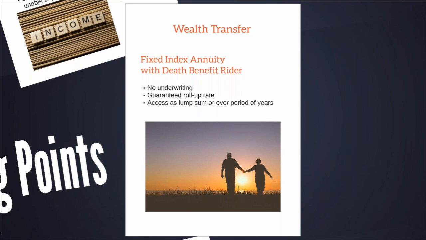So, wealth transfer. Clients want to leave it to their beneficiaries. This is a great way to position some money that requires absolutely no underwriting. So if you're working with somebody who maybe doesn't qualify for life insurance anymore, or they just can't afford it because they waited too long, but they do have a little bit of money and they're really concerned with trying to leave it to their kids or whatever, a fixed index annuity with a death benefit rider is a home run every time.